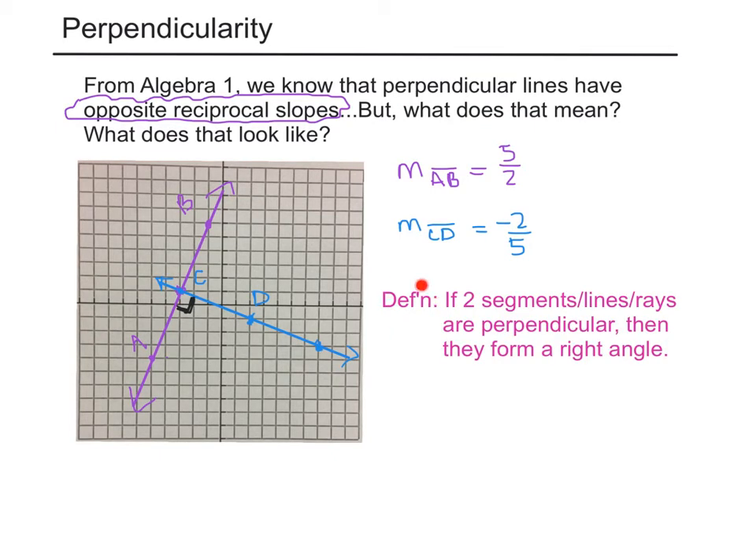Okay, so we just formally defined what it means to be perpendicular in a geometry class. If two segments are perpendicular, then they form a right angle. If two lines are perpendicular, then they form a right angle. If two rays are perpendicular, then they form a right angle. It could even be if a segment is perpendicular to a line, then they form a right angle. So anytime we see the word perpendicular, we're going to think perpendicular gets me a right angle.